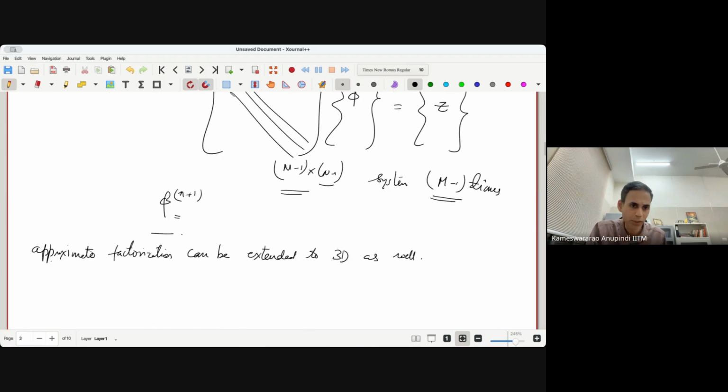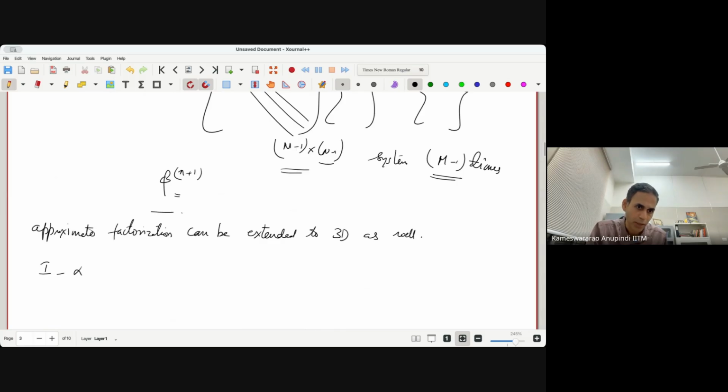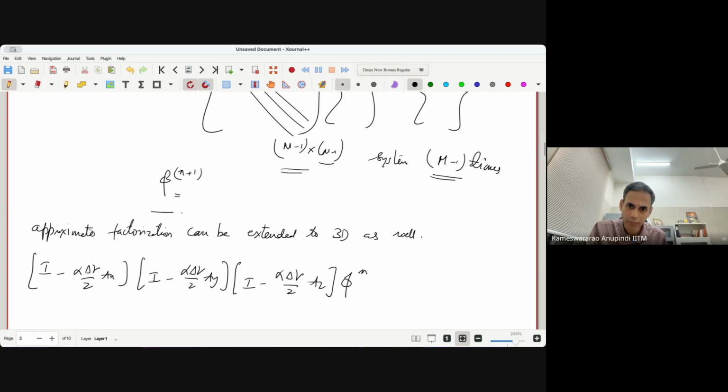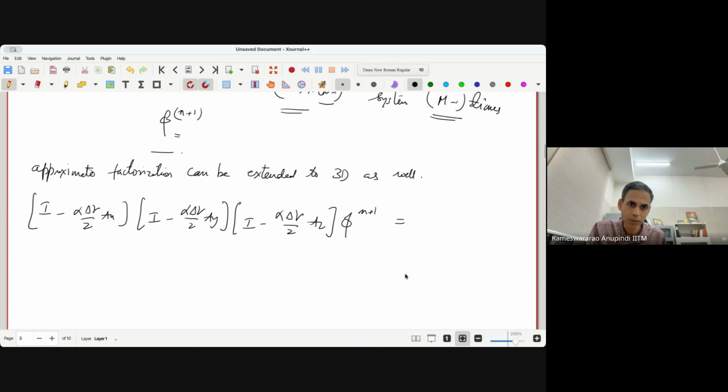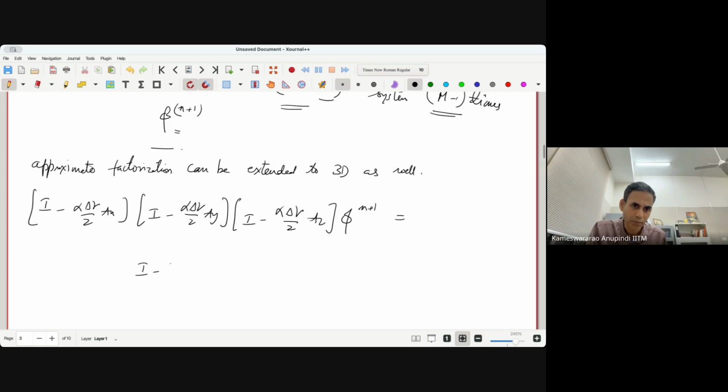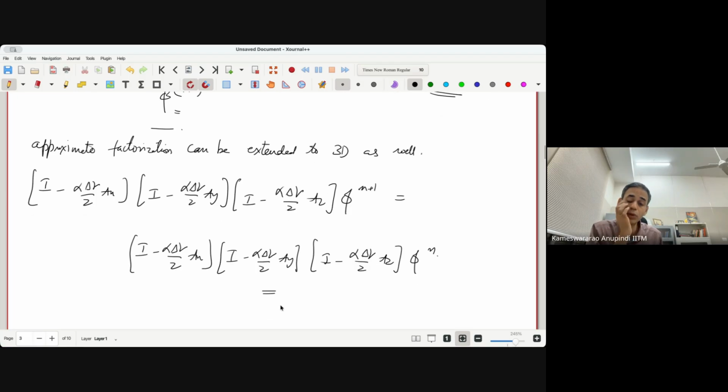Okay, how do I do that? In 3D, you're simply going to get (I minus alpha delta t by 2 ax) times (I minus alpha delta t by 2 ay) times (I minus alpha delta t by 2 az) phi n plus 1 equals essentially the same thing: I minus alpha delta t by 2 ax, I minus alpha delta t by 2 ay, and then I minus alpha delta t by 2 az of phi n. Okay, so that is how we could do it in 3 dimensions, right?